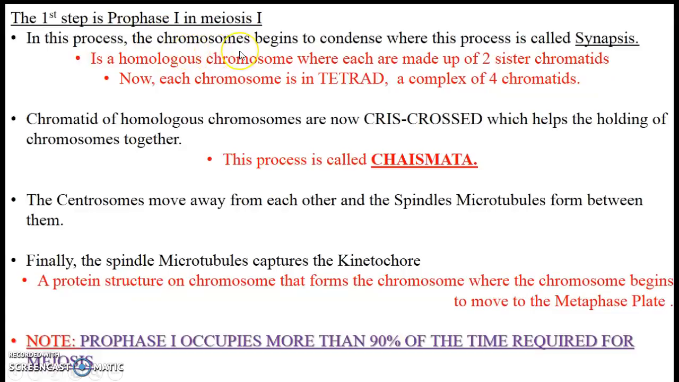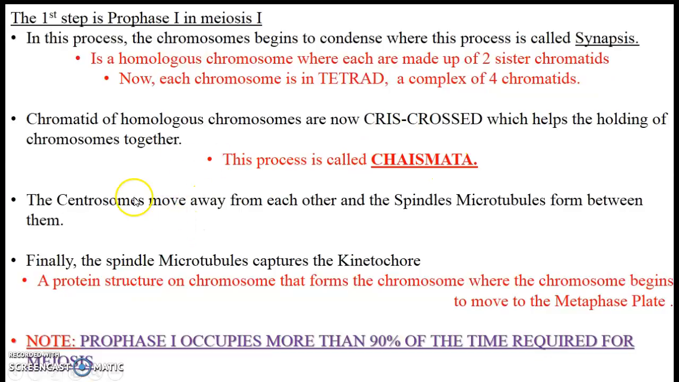In this process, the chromosomes begin to condense, and this process is called synapsis. Synapsis is of homologous chromosomes, where each is made up of two sister chromatids. Now each chromosome pair is a tetrad, a complex of 4 chromatids. The chromatids of homologous chromosomes are now crisscrossed, which helps hold the chromosomes together. This process is known as chiasmata.